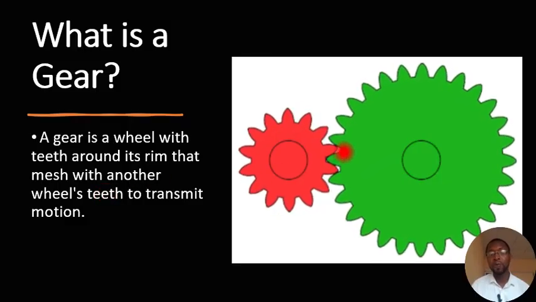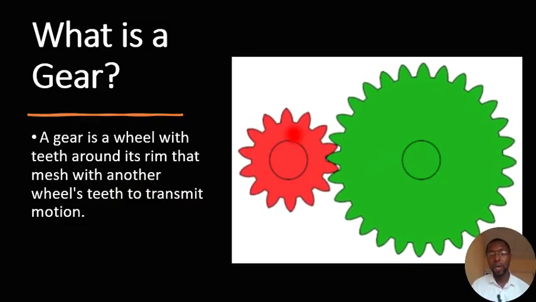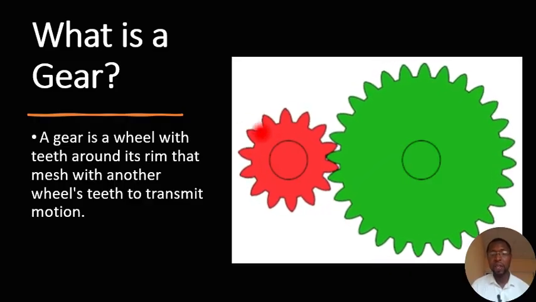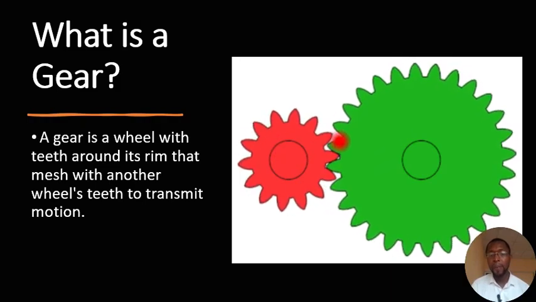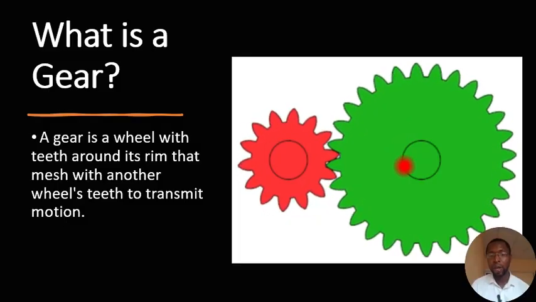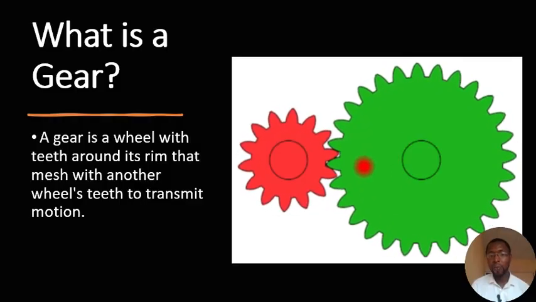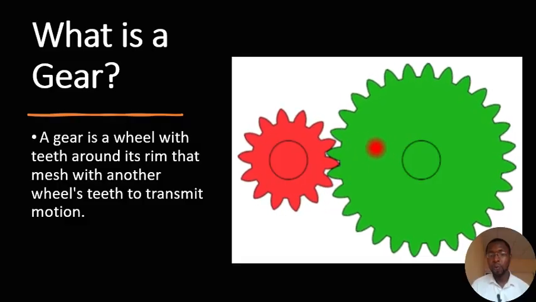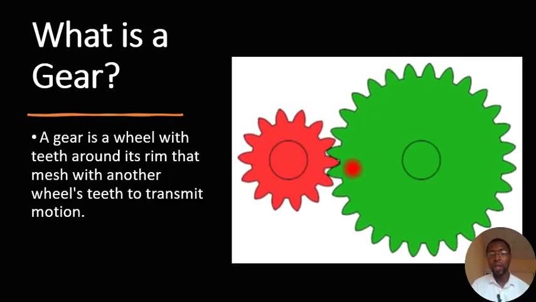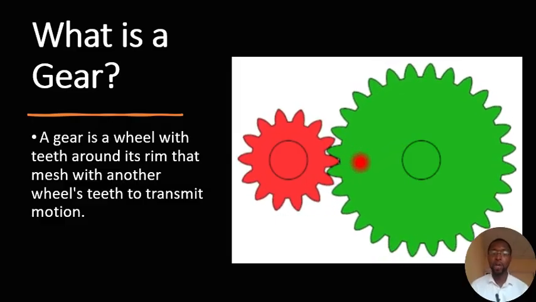So this is an example of what a gear is. It's a wheel, as you could see, with teeth. These are teeth around its rim that merge with another wheel. Okay, so you have another wheel, and with this they transmit motion. That's just what a gear does. So the importance of a gear is to transmit motion.